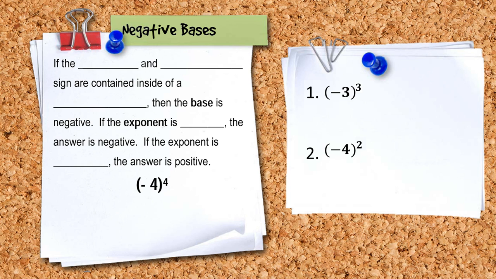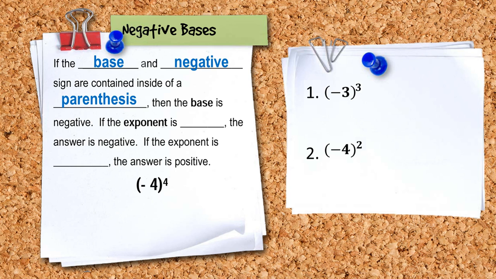So with negative bases, if the base and negative sign are contained inside a set of parentheses, then the base is negative. I think of it in terms of a fishbowl. Inside your fishbowl, you have your fish, you have some sand, you have water, maybe a little fun castle. But if you pick up that fishbowl and carry it around, all of it goes with you. The fish, the castle, the sand. When you pick up or interact with those parentheses, everything goes with it. The 4, the negative. So my base is negative 4 in the example below.